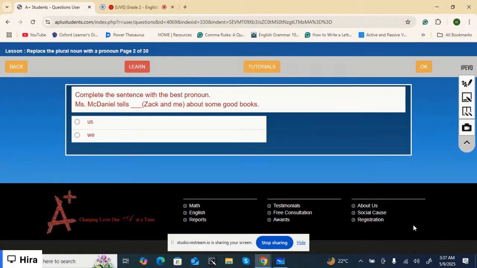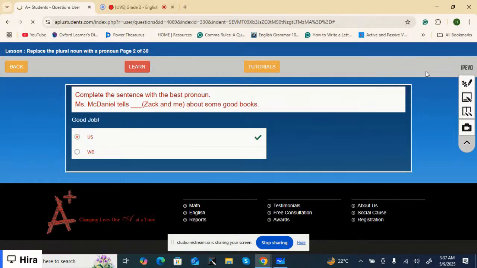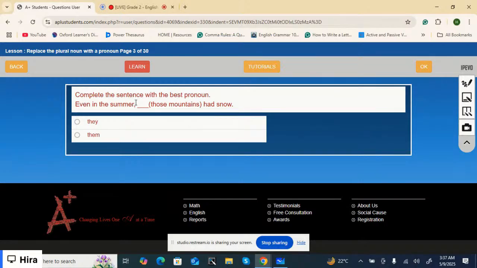Okay, so I'll accept the answer. Oh, I got two. Good, it's correct. Miss McDaniels tells us about some good books. Very well. Even in the summer, those mountains had snow. The plural noun is those mountains. Which pronoun can take its place? They or them? So, guess. They or them?